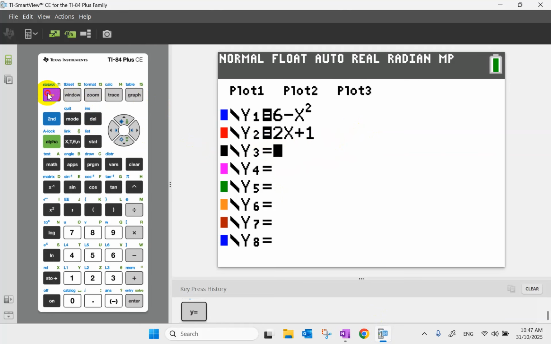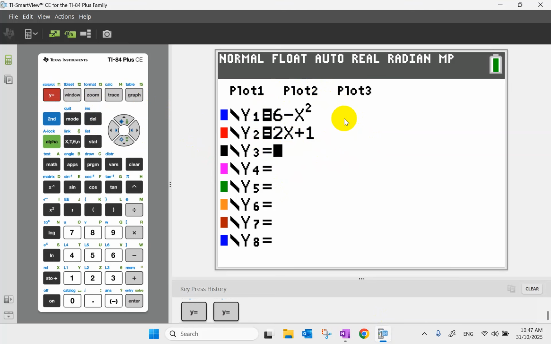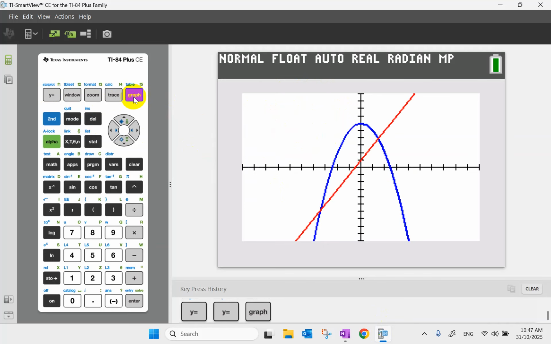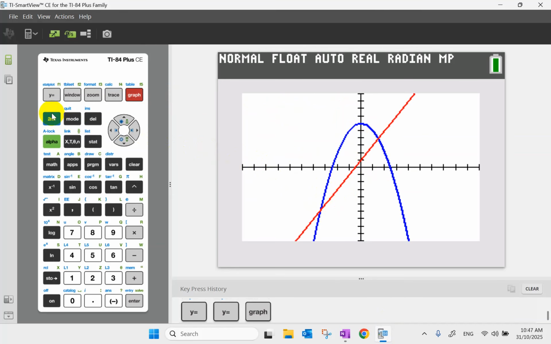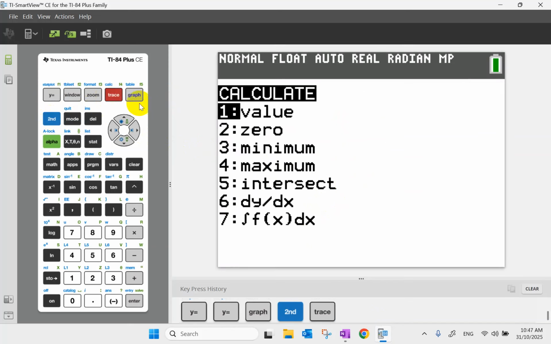Okay, so first you press y equals and key in the equation of the two graphs in y1 and y2. Okay, then next you press graph to sketch the graph. Okay, so you'll see these 2 points of intersection over here. So to ask the GC to give you the point of intersection, same thing, press second trace, go to number 5, intersect. Okay, number 5.